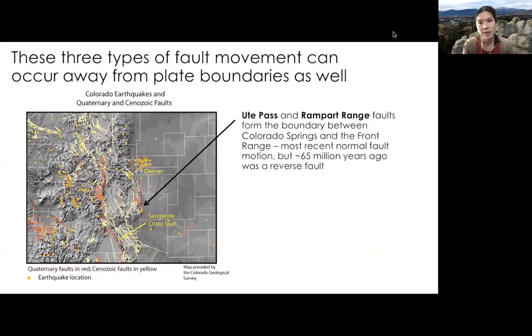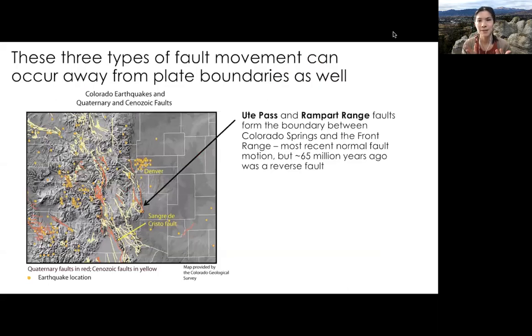Another way to look at this is a map of all of the faults in Colorado. Colorado sits squarely in the middle of the North American plate, so we're nowhere near any of these plate boundaries, but yet we have plenty of faults here. And this is due to intraplate movement. So within the plate, there is still some motion to accommodate tension and to accommodate stresses.